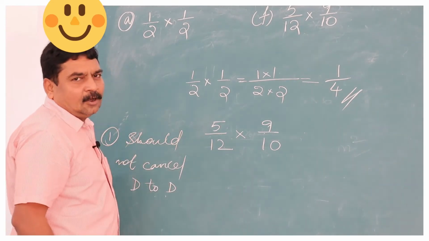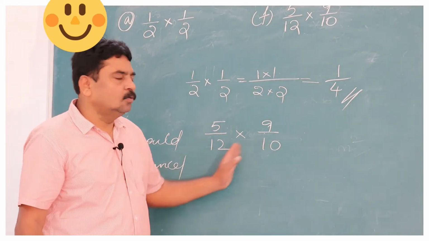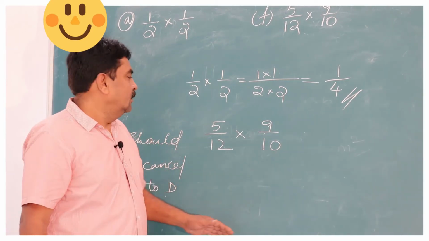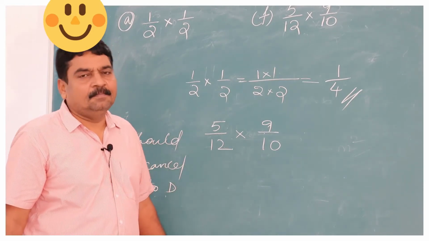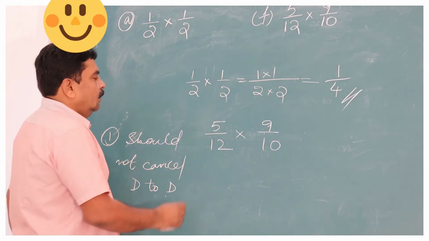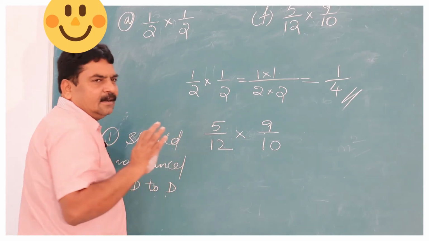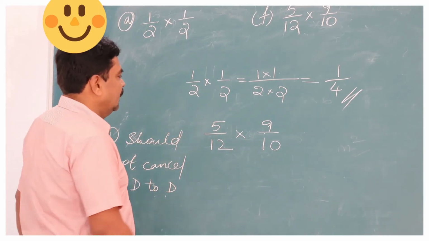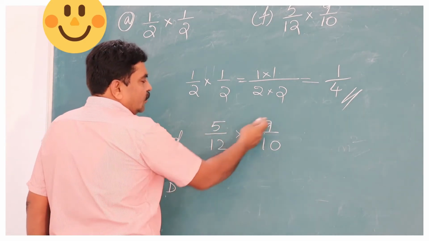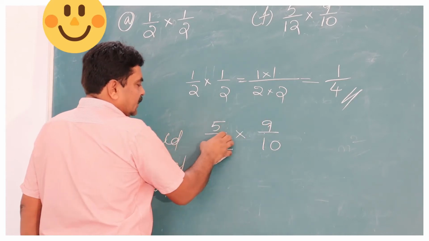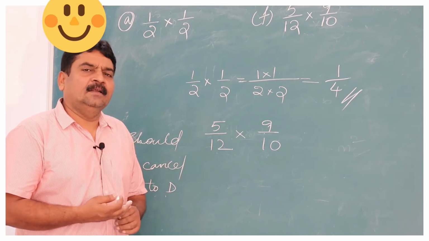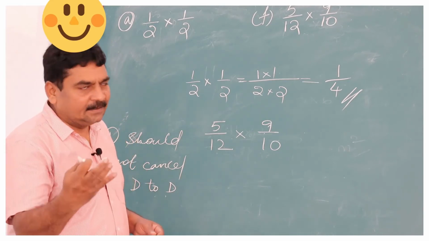Both have a common factor, 12 and 10 both go in 2, right? 2 6s are 12, 2 5s are 10. It means both have a common factor, but you should not go for it. Numerator and denominator, you can easily cancel. So here you have 5 by 12 into 9 by 10. 9 and 12, this is numerator value, this is denominator value. You can easily look out for a common factor, right? If you have a common multiple, then you can easily cancel it.